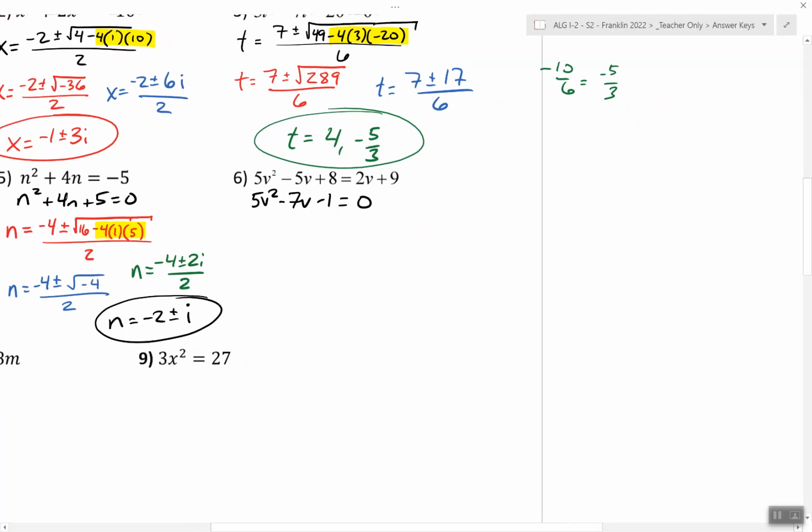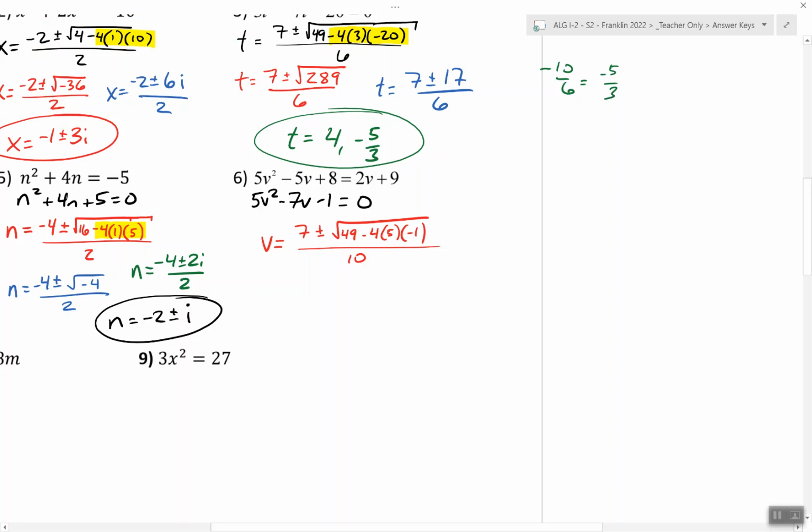So the formula, v equals the opposite of b. b is negative 7, so that's 7 plus or minus the square root. b squared is negative 7 squared is 49, minus 4 times 5 times negative 1, that's a and c, all over 2a. a is 5, so that is 10. 2 times 5 is 10.